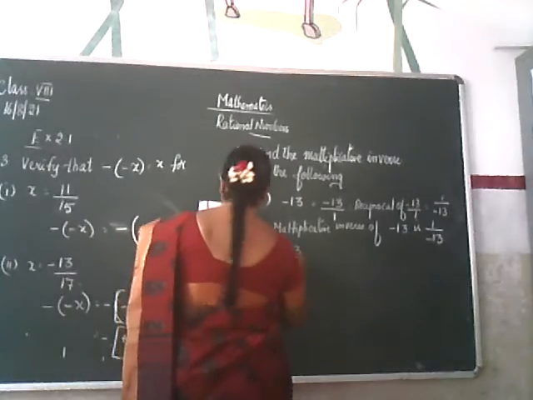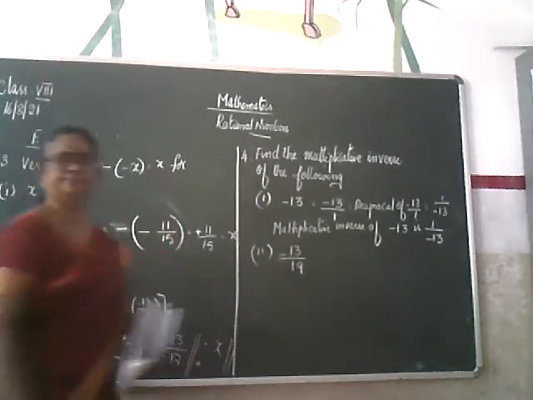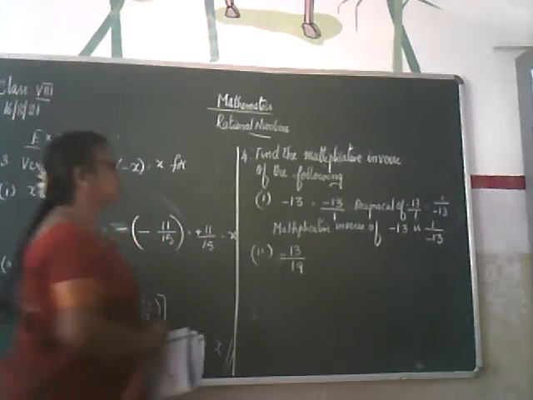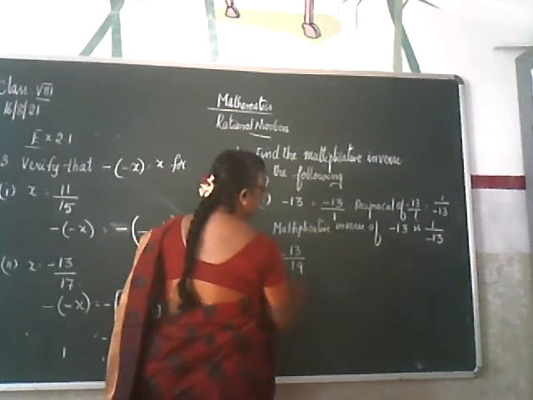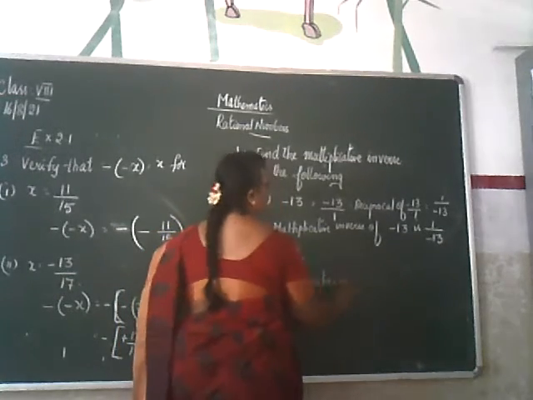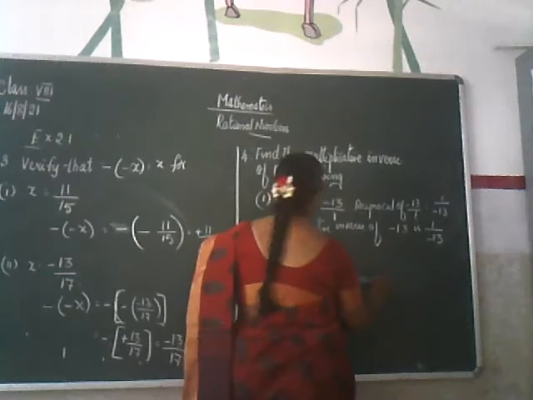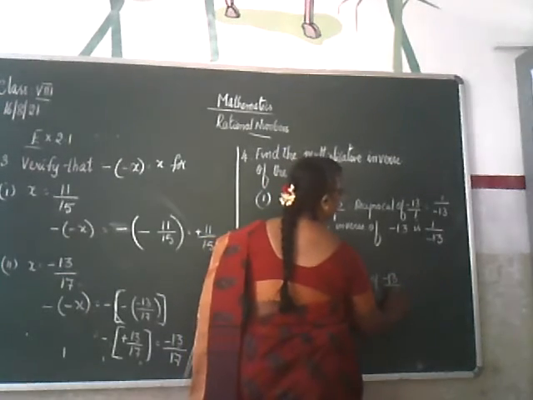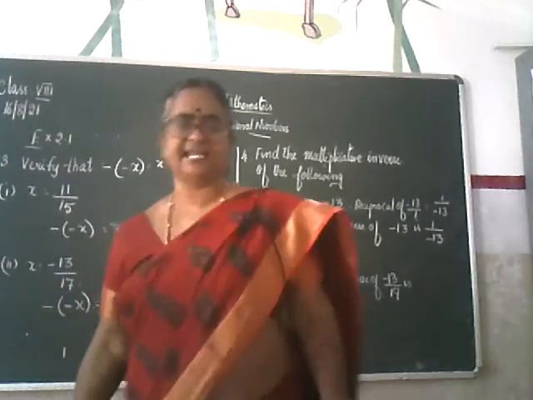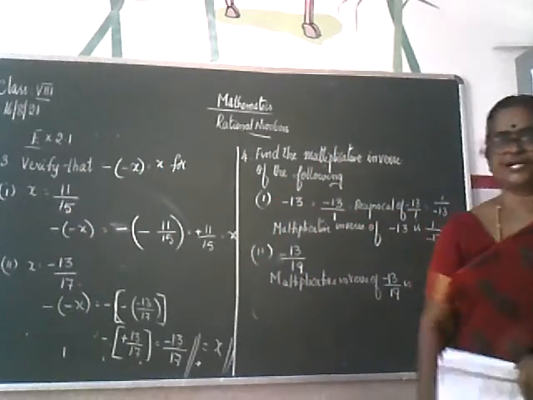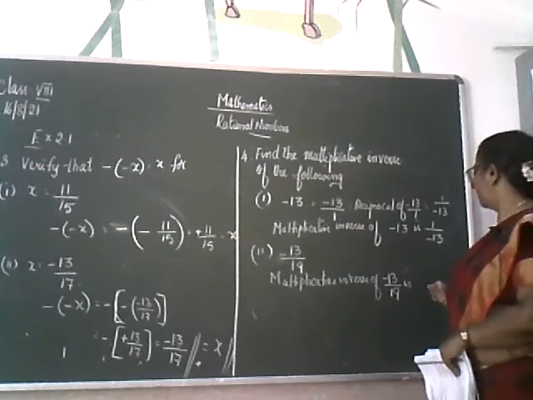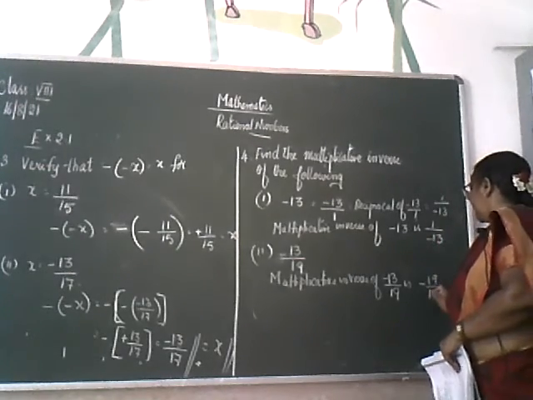Then, minus 13 by 19. So just write the reciprocal because it is in the form of p by q. So the multiplicative inverse of minus 13 by 19 is, see here the sign won't change. Only in additive inverse the sign will change, whereas in multiplication, you have to write the reciprocal keeping the sign the same. So minus 19 by 13.